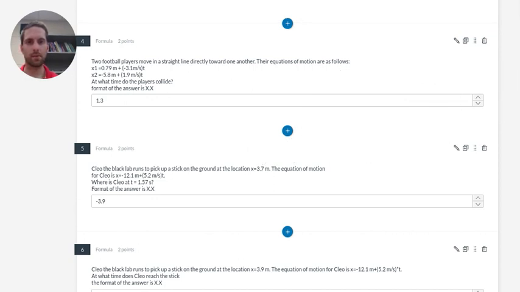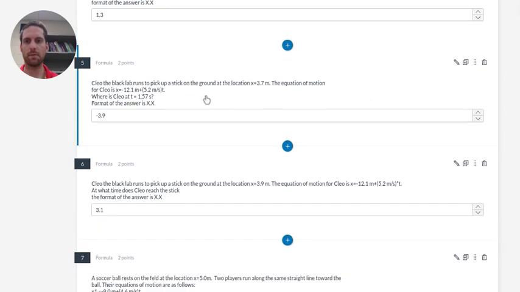Alright, so we have Black Lab runs to pick up the stick, x equals 3.7. I want to find Cleo at time equals 1.57. This part doesn't really matter because the equation of motion is given as so. This is just when he runs to pick up the stick. We could find that time, but it doesn't really give us a reason to really care about it. They just ask about where Cleo is at this particular time. And they give us the equation of motion so we can find that.